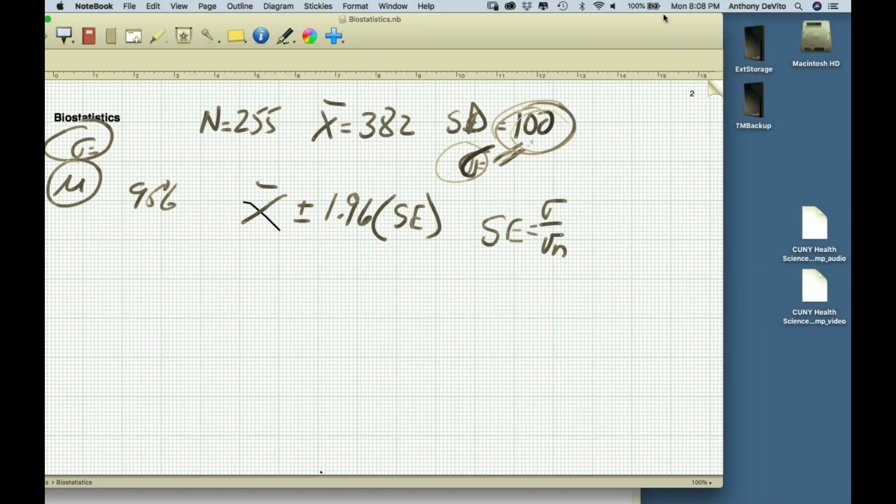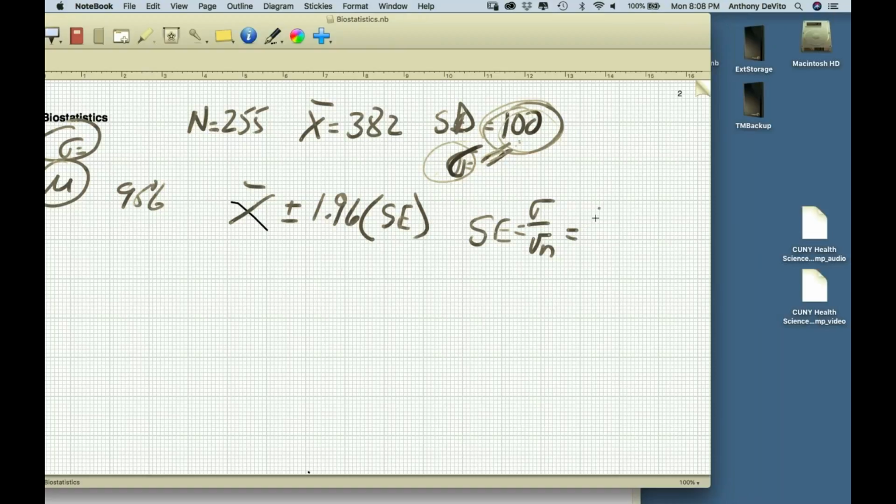And what is our sample size? Sigma is 100. Why is it 100? Because we don't have the population standard deviation, so I'm going to use the sample standard deviation. I'm going to justify that by saying it's a very large sample. So that's 100 over the square root of the sample size. Sample size is 255. So X bar plus or minus 1.96 times 100 over the square root of 255.